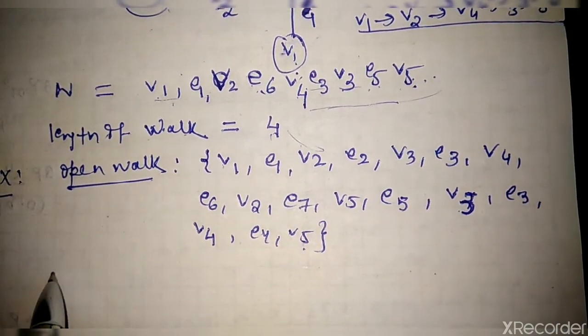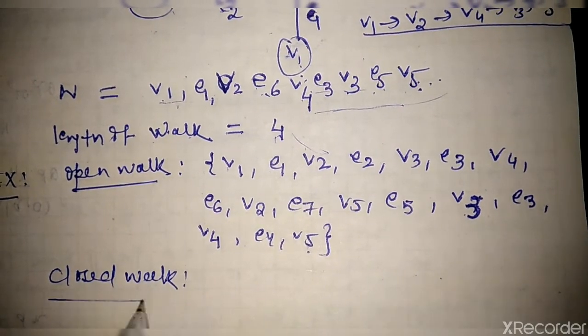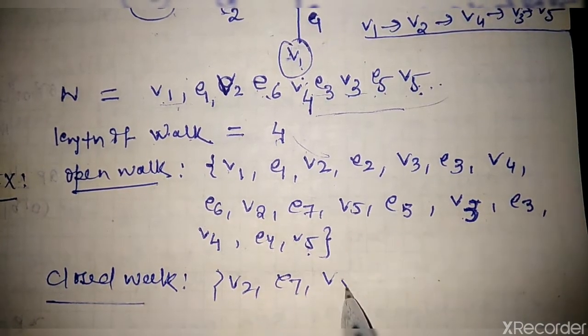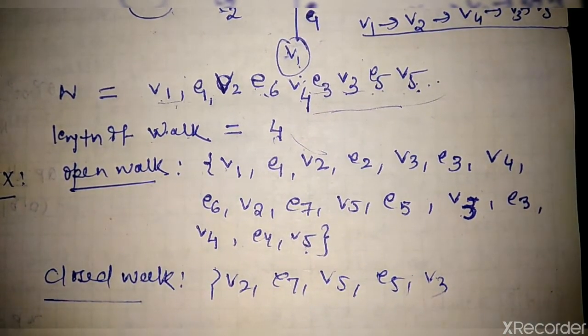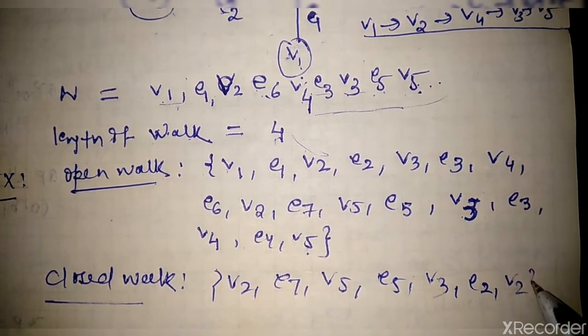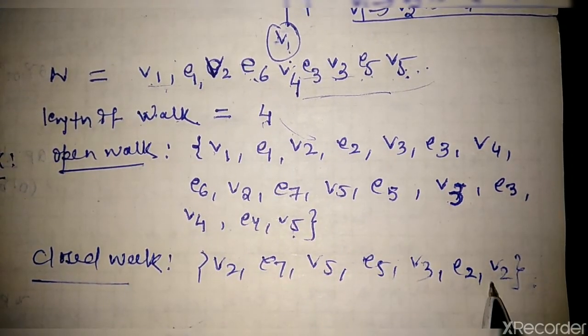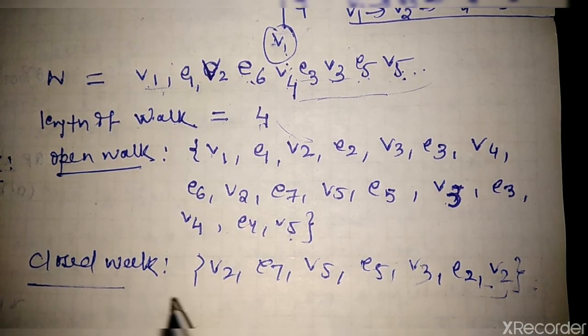And if we want to write a closed walk, then in the closed walk we will start with V2, E7, V5, E5, V3, V2, and we close this one. So here we start with V2 and we again end with V2. This type of walk is known as a closed walk.